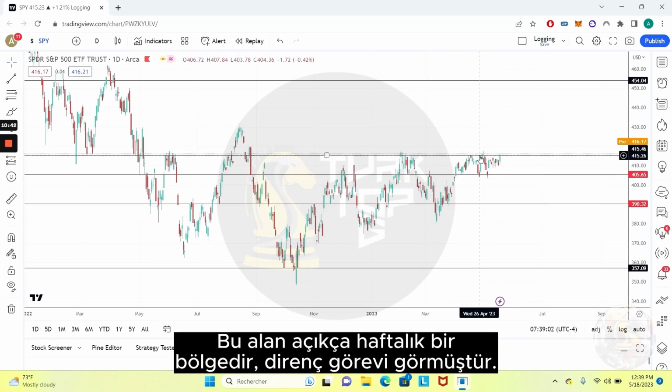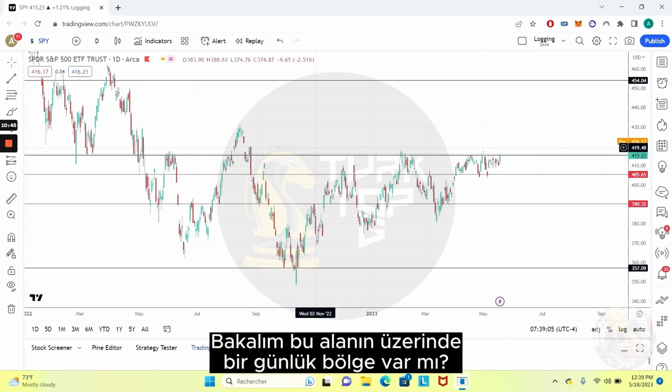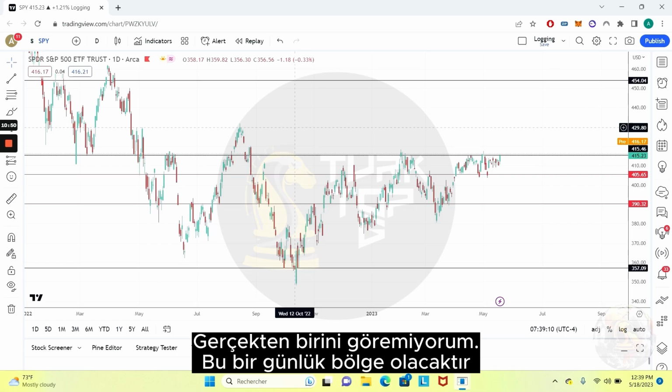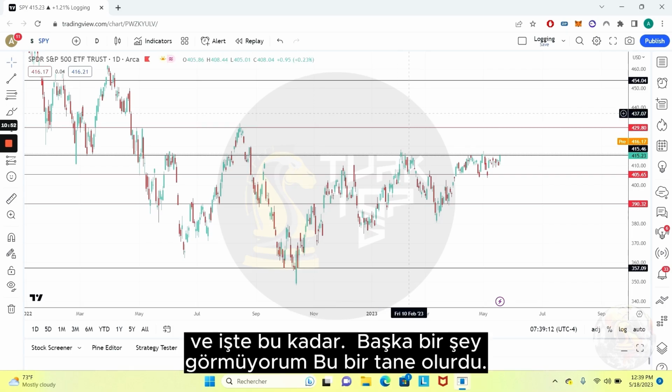This area is obviously a weekly zone, has acted as resistance. Let's see if there's a daily zone above this area. I cannot really see one. This would be a daily zone. And voila. That's about it. I don't see anything else. This would be one.